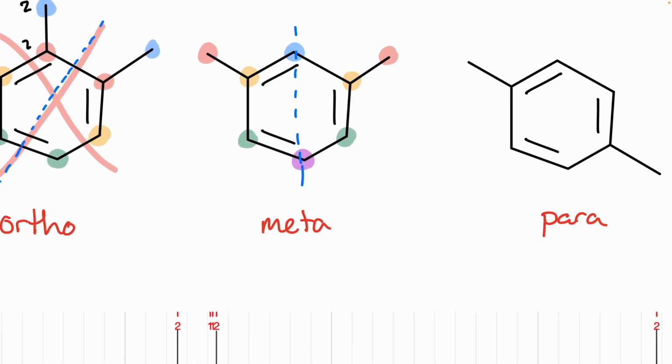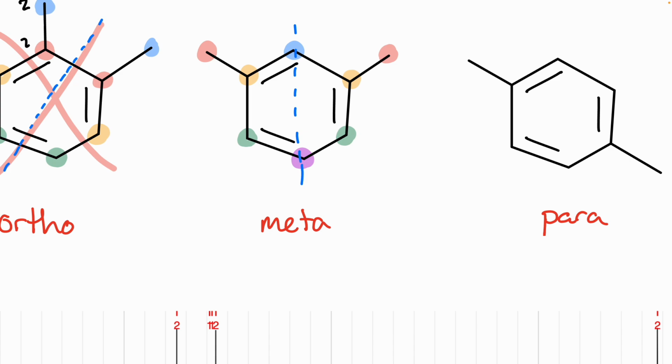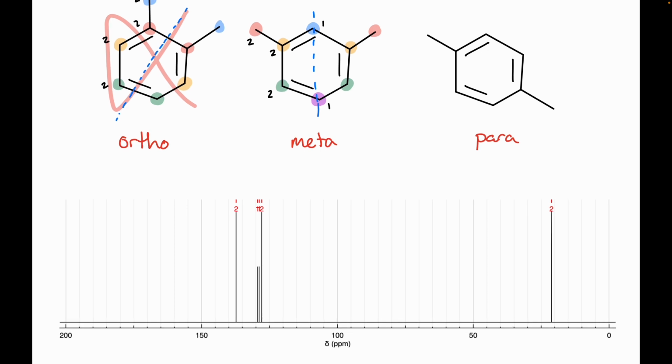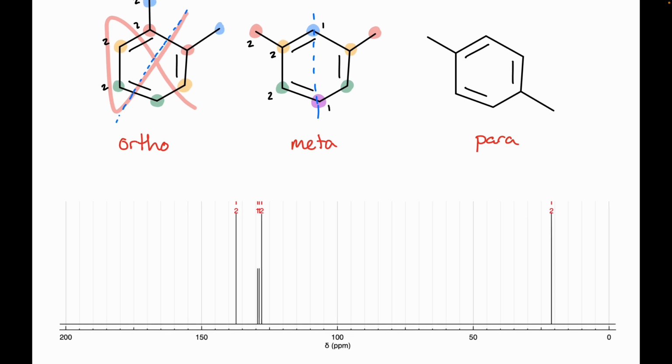And let's look at our integration. What would be the integration of that red group? 2. What about the orange group? And the green group? And what about this purple group? Just 1. And my blue group? 1. So does that match our spectrum that we have here? 5 distinct peaks. 3 of them should give me an integration of 2, and 2 should give me an integration of just 1. So check, check. We indeed have our metaxylene here.